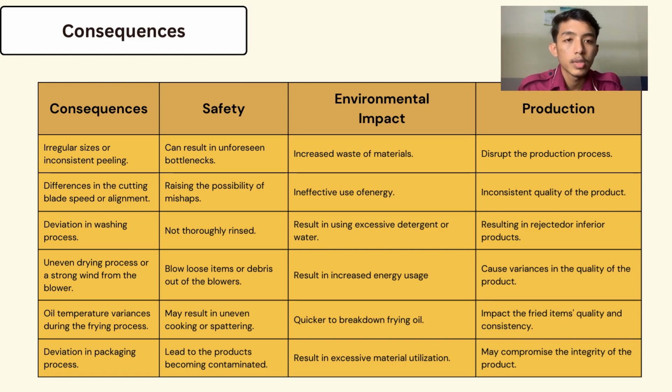Okay, so for the consequences, for each deviation, the consequences can be divided into three types, which are safety, environmental impact, and production. So for the first deviation, which is irregular size or inconsistent peeling, for safety consequences, it can result in unforeseen bottlenecks. For the environmental impact, increased waste of materials. For the production, disrupt the production process.